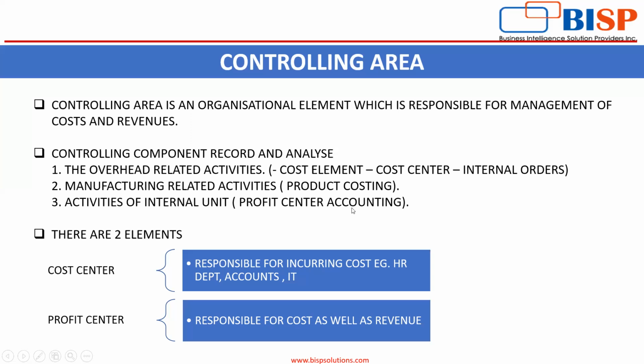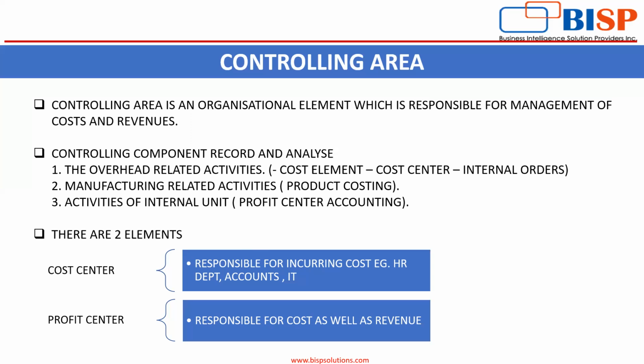This profit center accounting example I've already given, by taking a decision for our three products, in which we have to choose one product to determine whose capacity or profitability is higher so that we can increase their production capacity. Now, there are two elements under controlling: cost centers and profit centers. Cost centers are responsible only for incurring costs, while profit centers are responsible for cost as well as revenues.